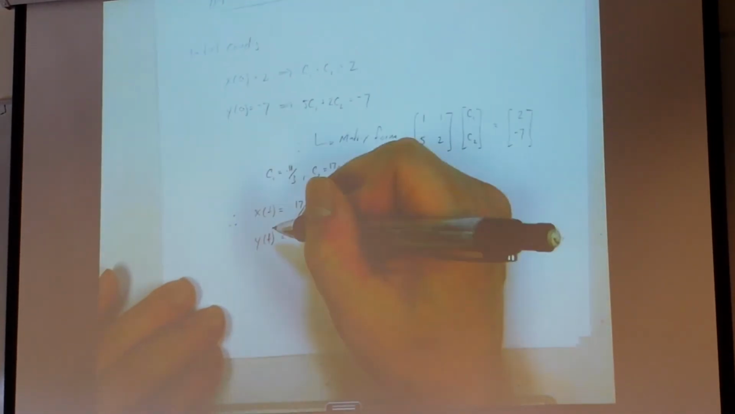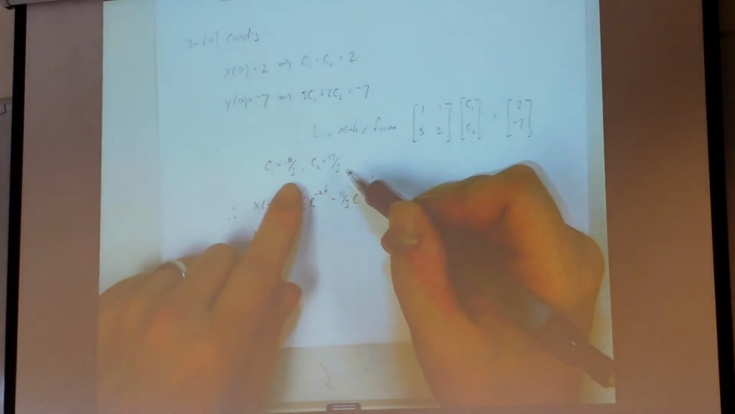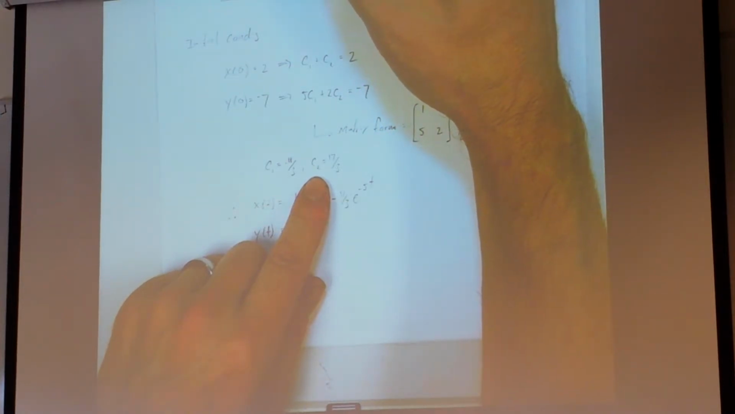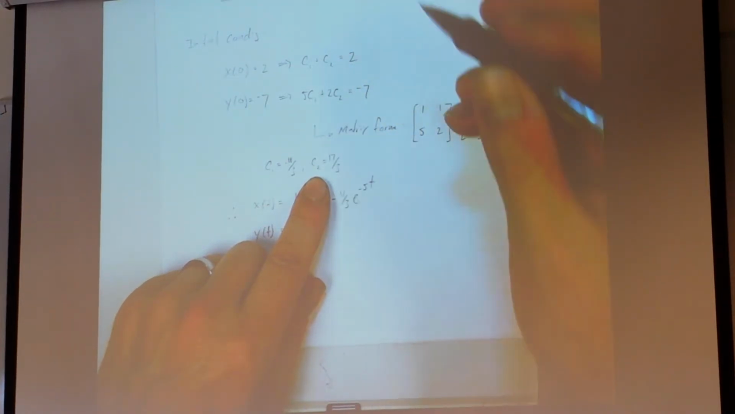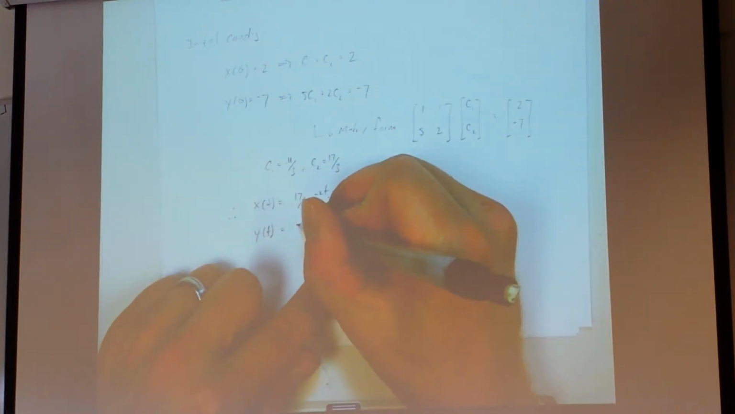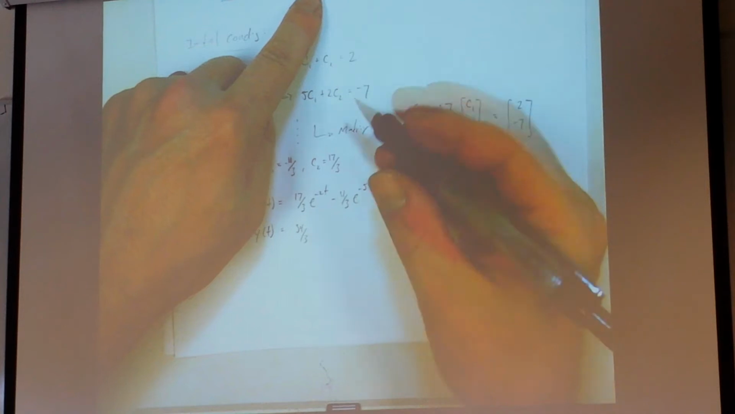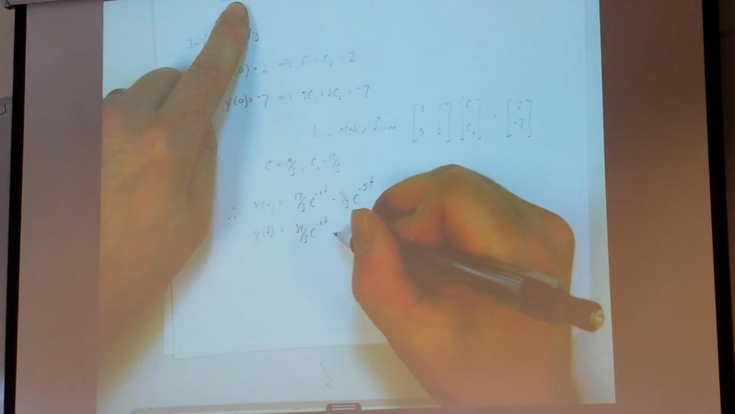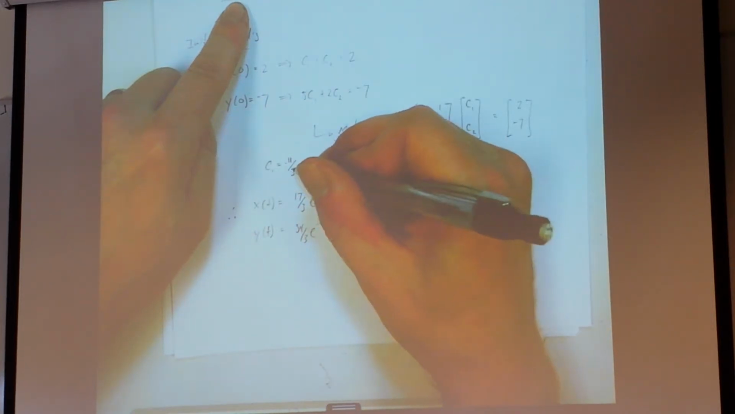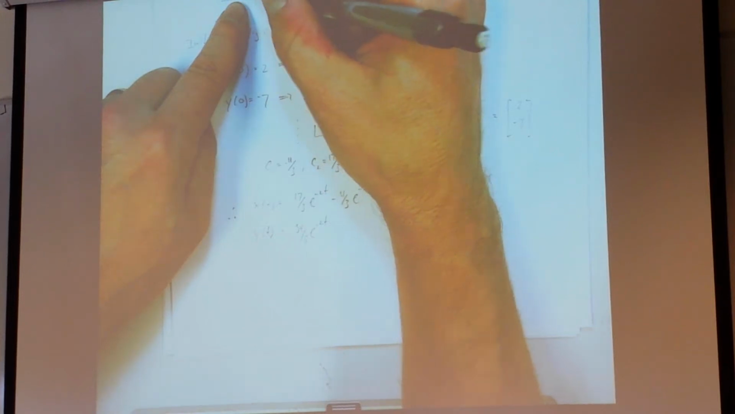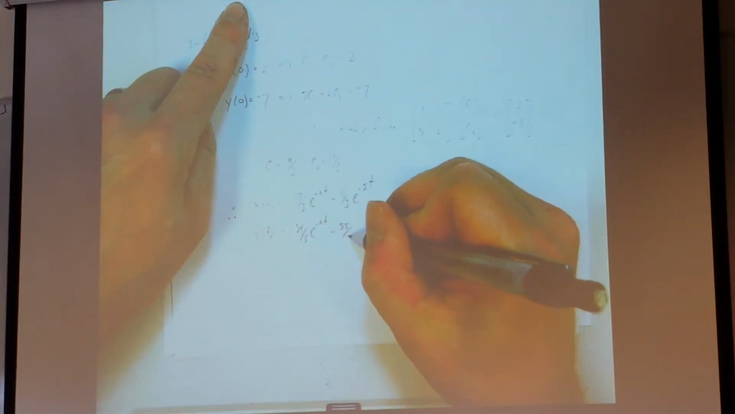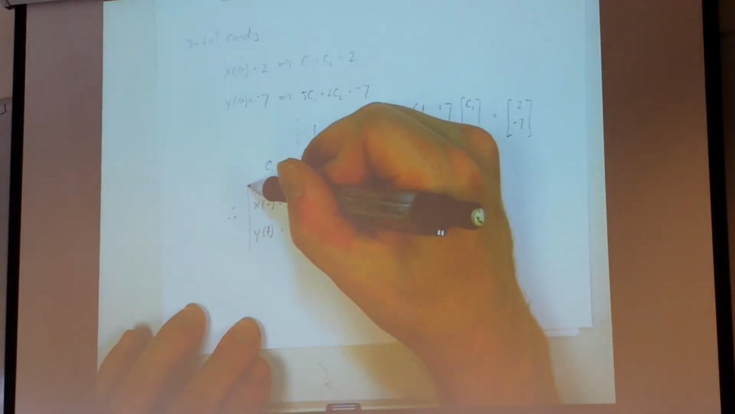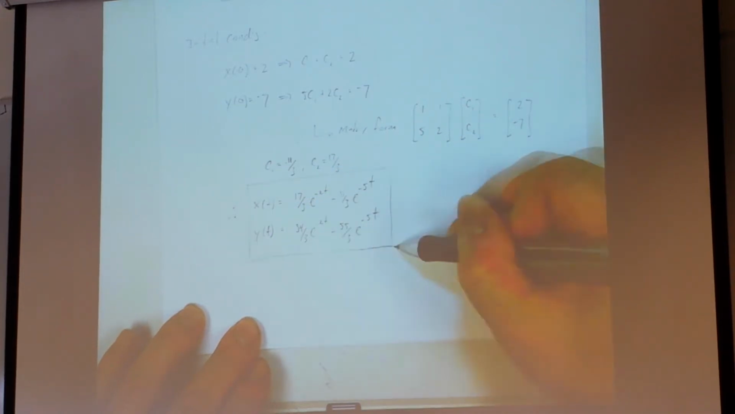And then y of t, I'm going to switch them again. So C2 is 17/3. 2 times 17/3, that's 34/3. 34/3 e to the -2t. And C1, -11/3. So 5 times that -11/3 is -55/3. Okay, so we got some nasty fractional coefficients.